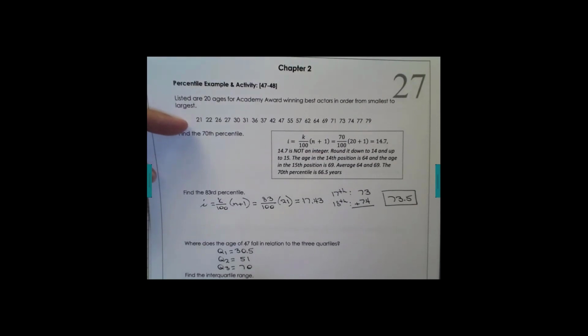Quartile 1 is, of course, equal to 30.5. We did it on the previous page. Quartile 2, which is the median, is equal to 51. And quartile 3 is equal to 70. So where is 47 in relation to the 3 quartiles? Well, really, it's just below quartile 2, and that's really how we would explain it. It's below quartile 2, in the second quarter of the data set.